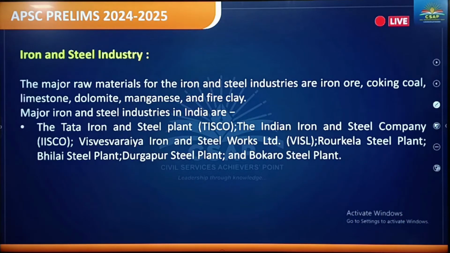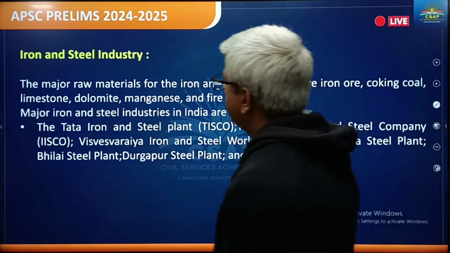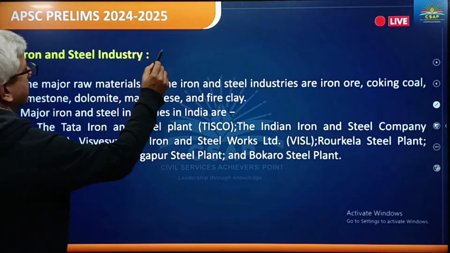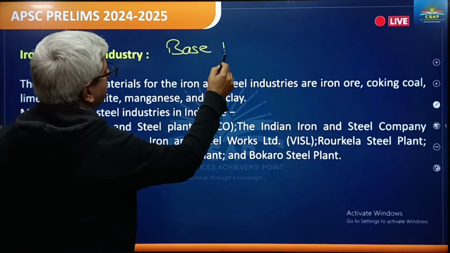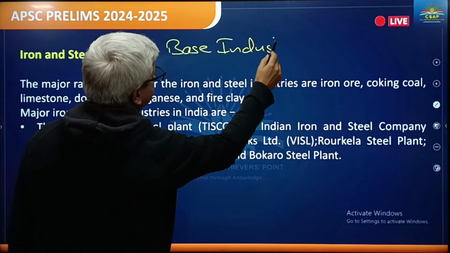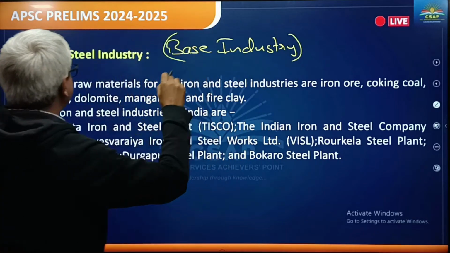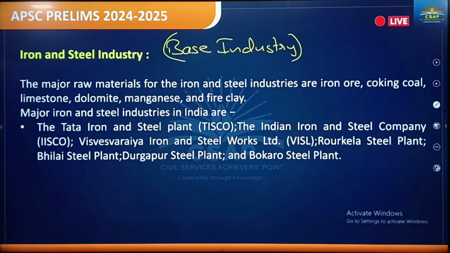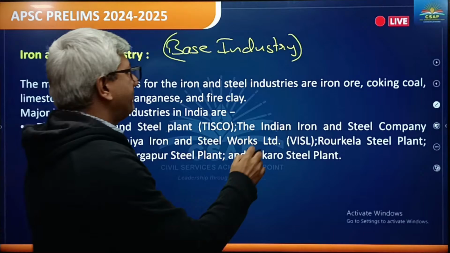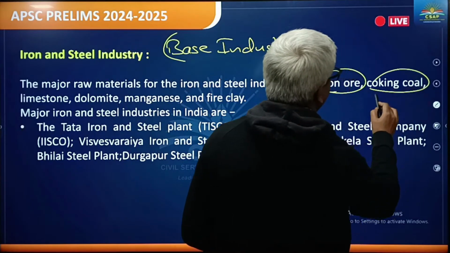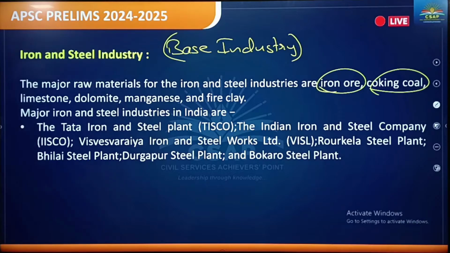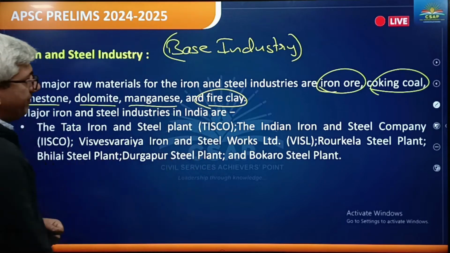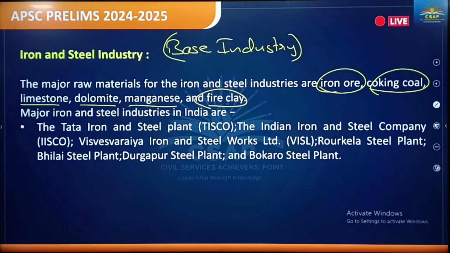Some industries of India: the iron and steel industry, which can also be considered a base industry. The major raw materials for iron and steel industries are iron ore and coking coal. Iron ore is needed, coking coal is needed for burning, limestone is needed, dolomite, and manganese, and fire clay are needed, right? So these are the important raw materials for the iron and steel industry.